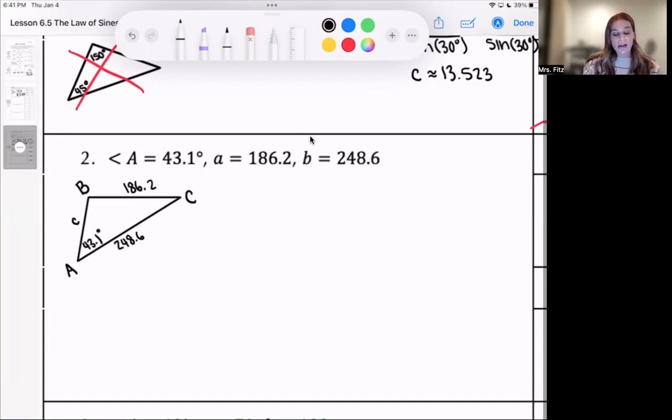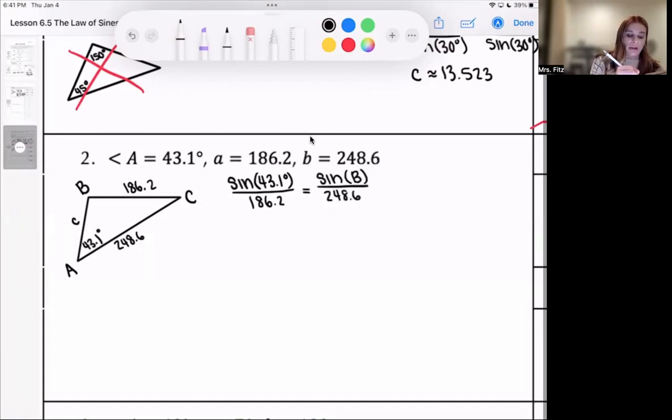All right, let's start by setting up our ratio. So we have sine of 43.1 degrees divided by 186.2 is equal to, let's go ahead and find b, so sine of b over 248.6. All right, we cross multiply. We have 248.6 times sine of 43.1. We can't just evaluate this nicely, unfortunately.